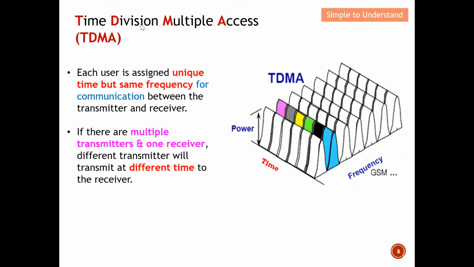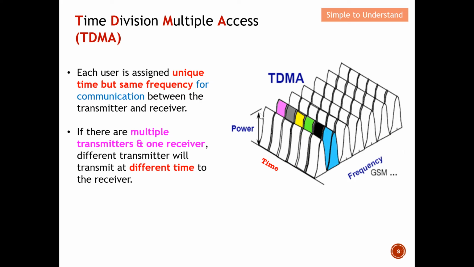So let me quickly explain what is time division multiple access. And also I'm going to explain how this time division multiple access can afford to have more users here. Each user is assigned a unique time, but the same frequency, for communication between the transmitter and receiver.